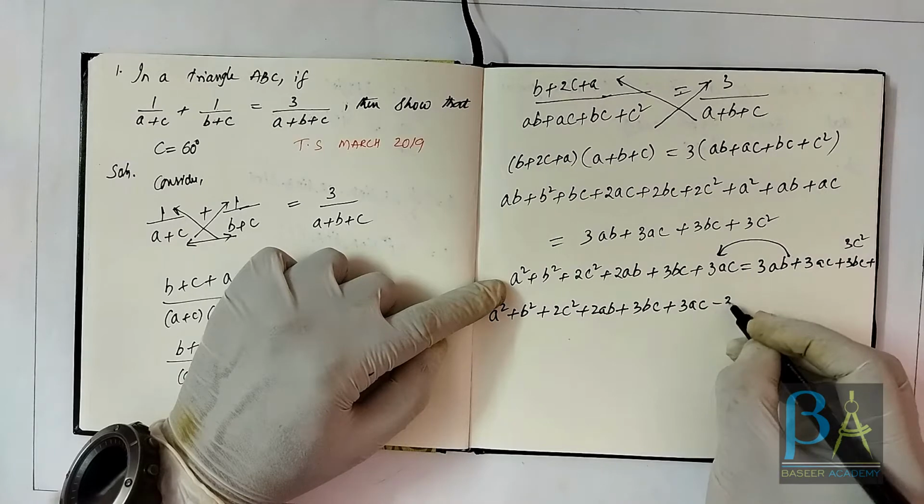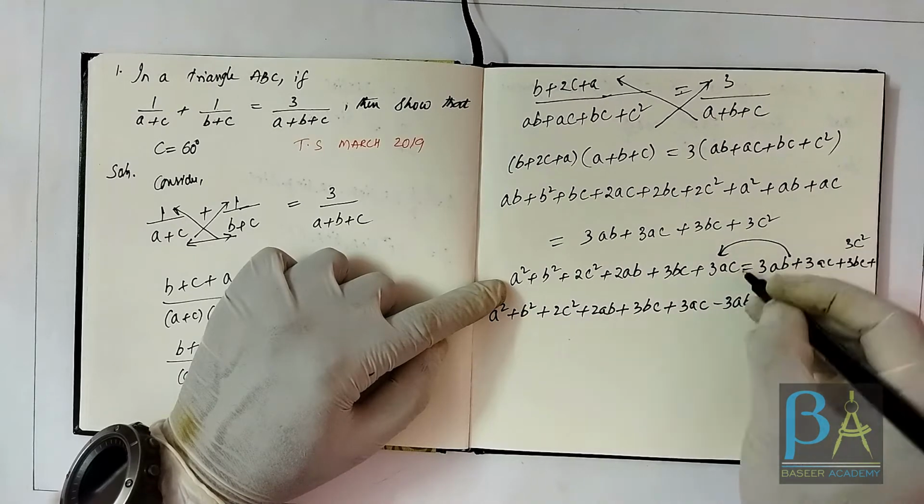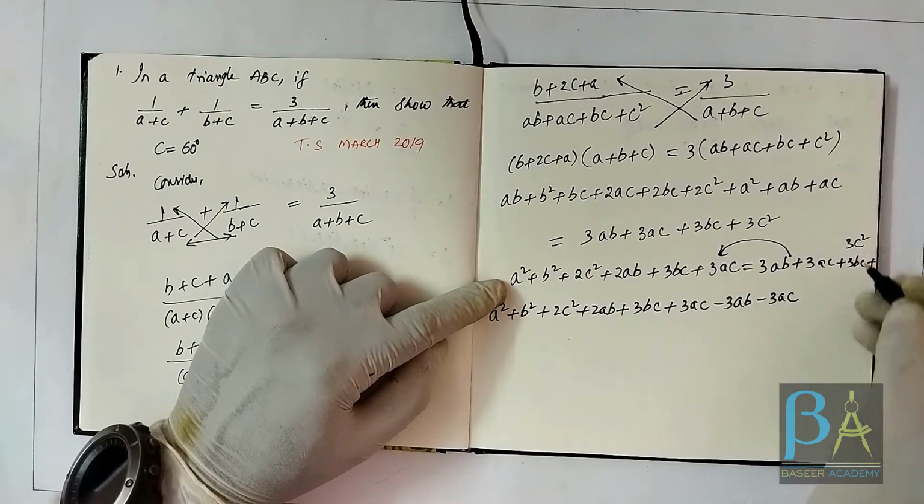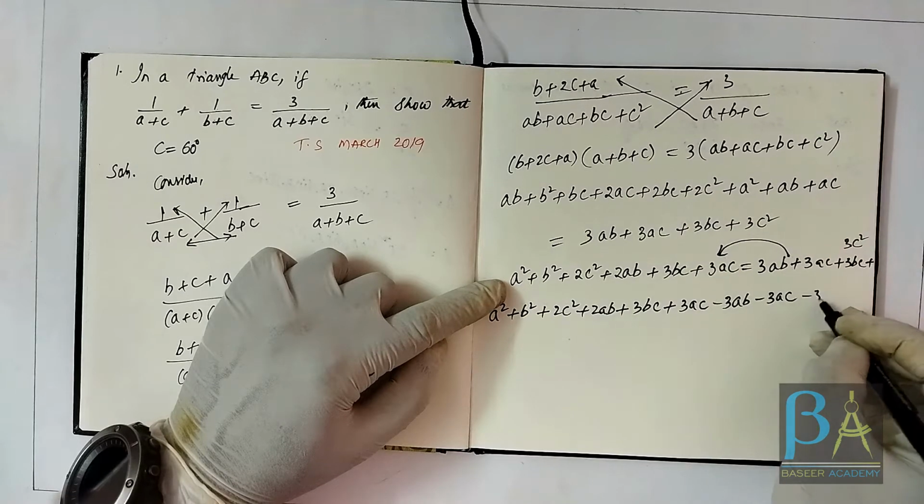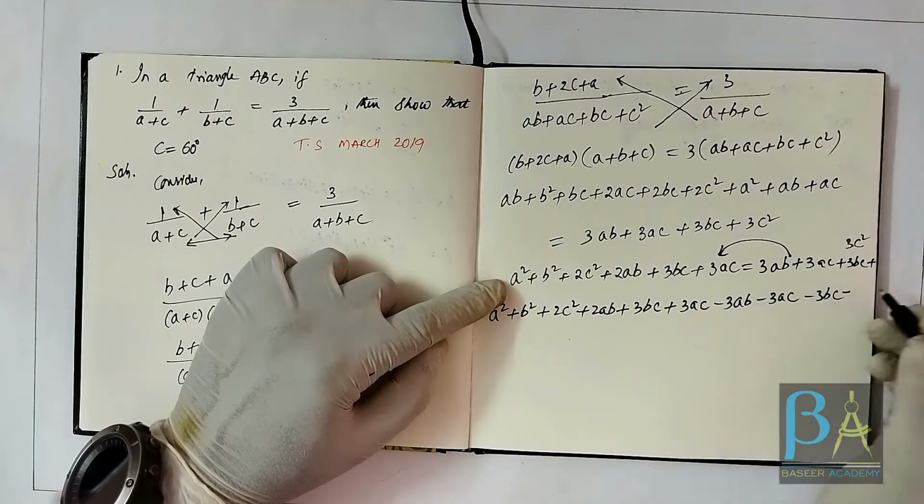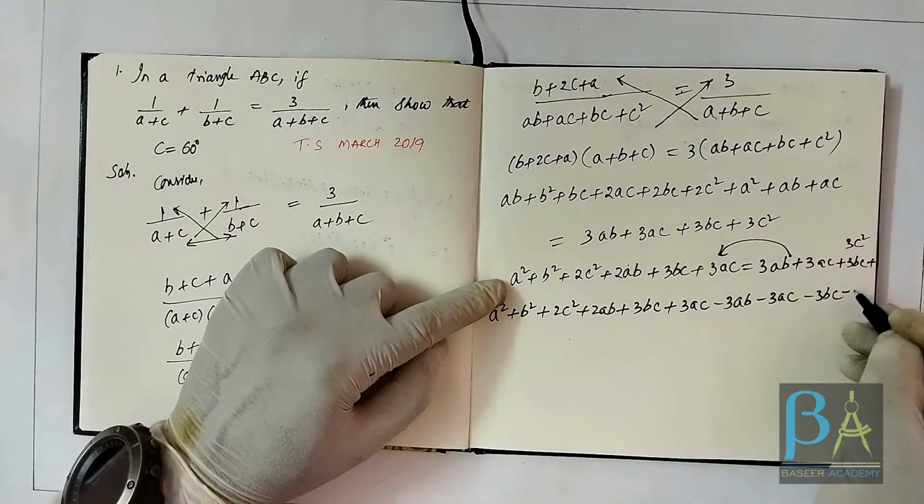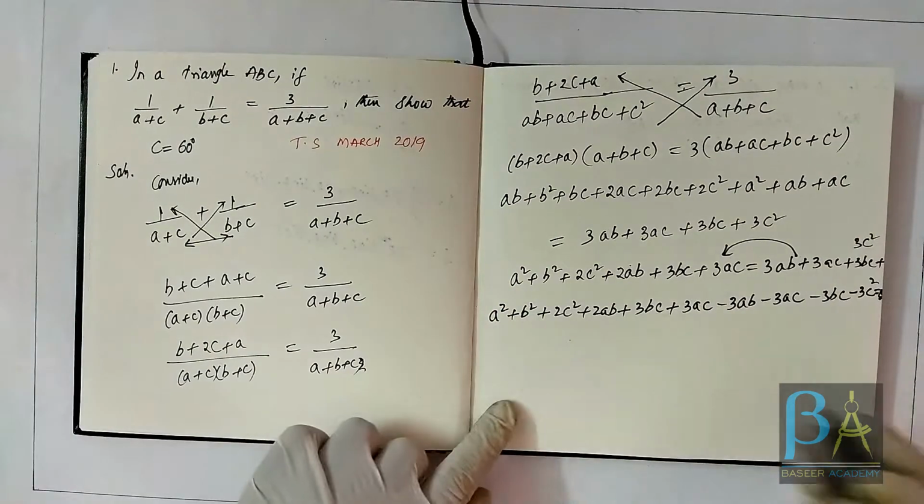If I take it to the left hand side, it becomes minus 3AB, plus 3AC becomes minus 3AC, plus 3BC becomes minus 3BC, and then finally plus 3C square, if I transpose it to the left hand side, becomes minus 3C square on the right hand side. Nothing is left, so I'll write a 0 on the right hand side.